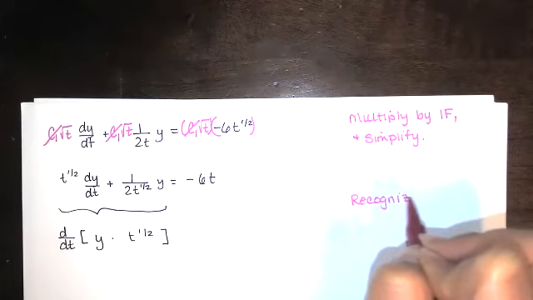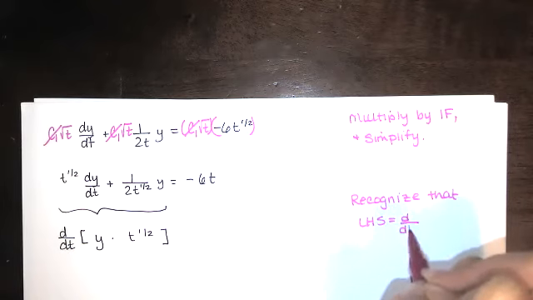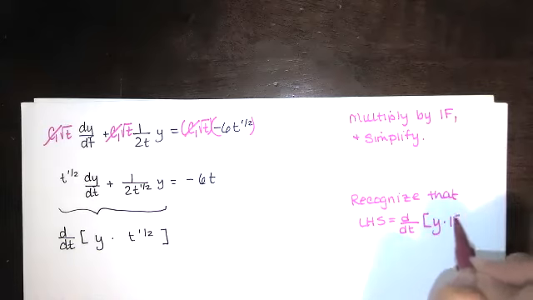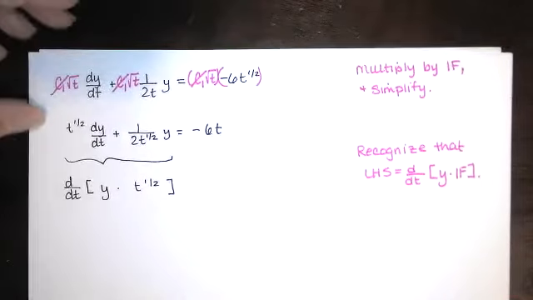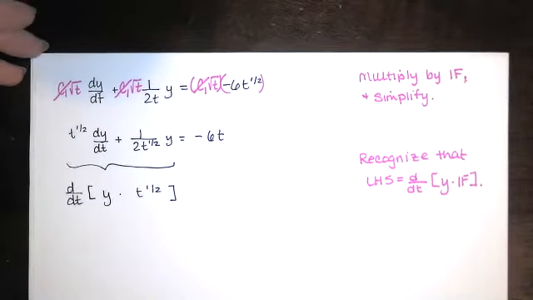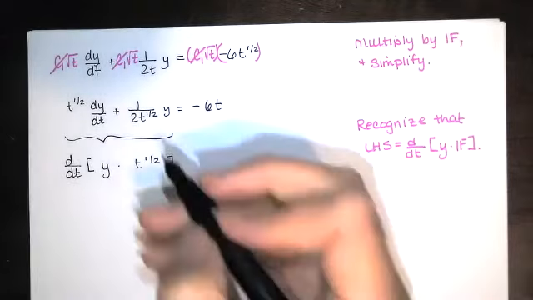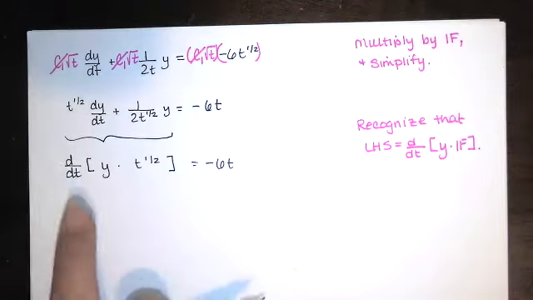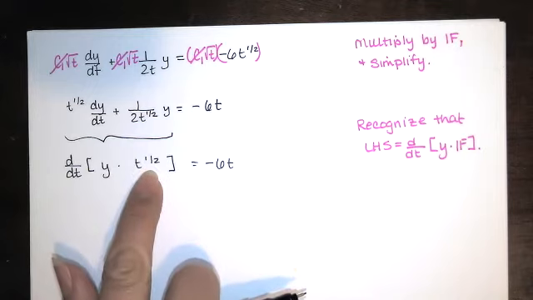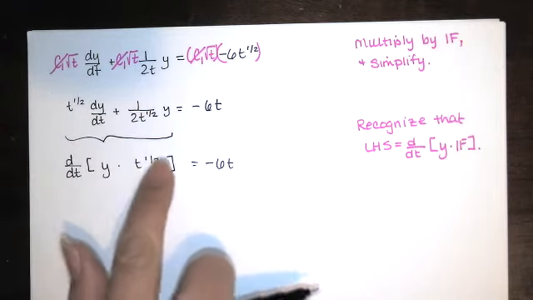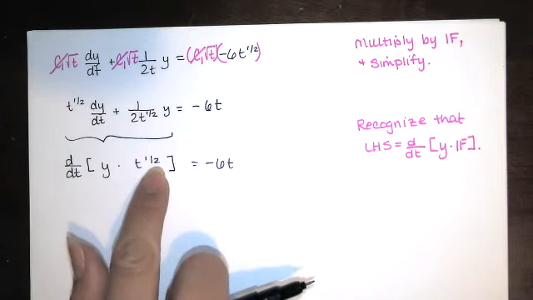So I'm going to say recognize that the left-hand side is the derivative with respect to your independent variable, which happens to be t, of y times your integrating factor. And at this point, because we have to do all these little algebraic things in order to simplify with our exponent properties and our log properties, it's always a good idea to check. Let's check using the product rule. The derivative of the first times the second would be this. And then the question is, what's the derivative of the second? Well, that's 1/2 times t to the negative 1/2 by the power rule, right?